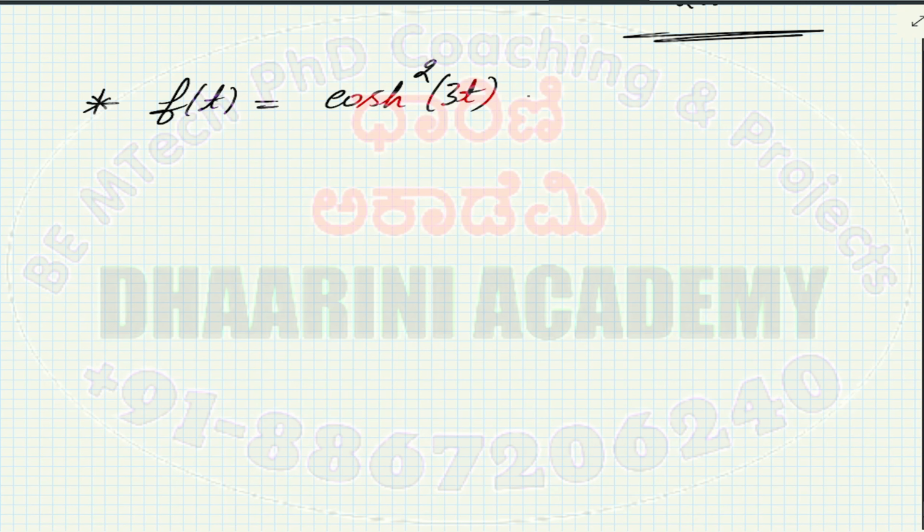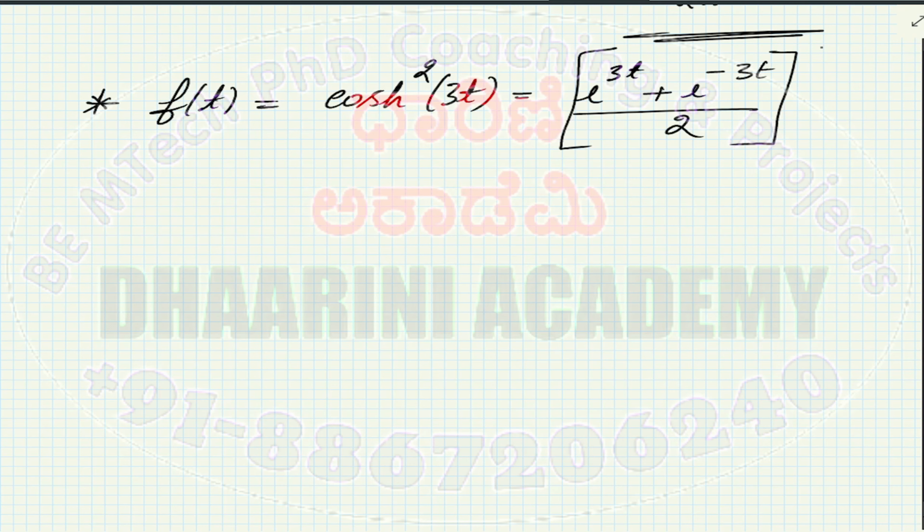So before going to the actual substitution technique of finding the Laplace, let's simplify this. What is cos hyperbolic? Cos hyperbolic is e to the power 3t plus e to the minus 3t whole divided by 2. This is the cos hyperbolic function, and now I need to square it. Okay, so we'll try to take this out.